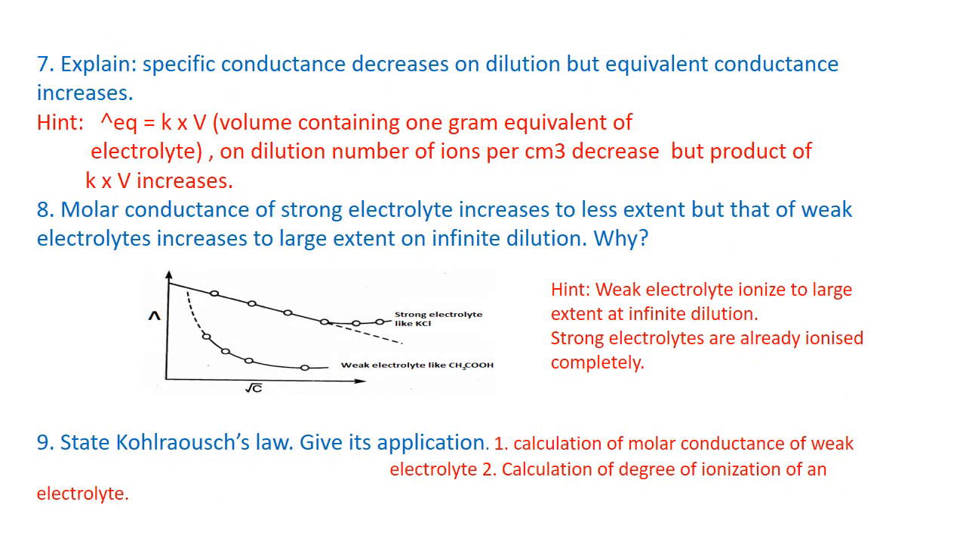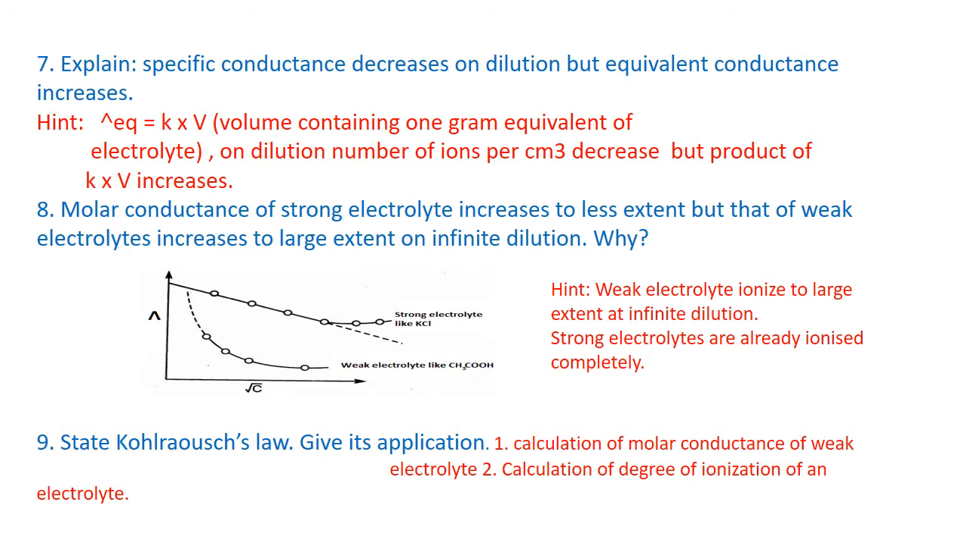Question number 7, specific conductance decreases on dilution but equivalent conductance increases. So इसको हम compare कर सकते हैं. We can compare because equivalent conductance is product of conductivity multiplied by volume containing 1 gram equivalent of electrolyte. So on dilution, number of ions per centimeter cube decrease, but product of K into V increases.